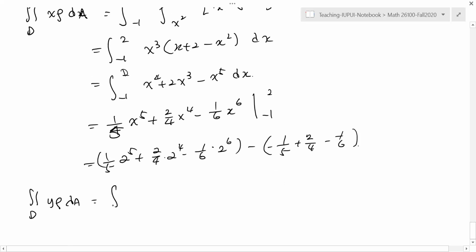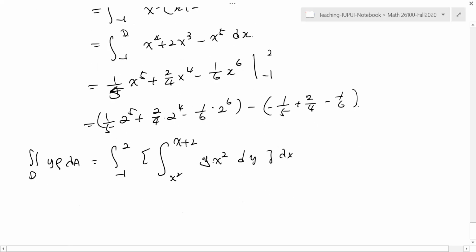So this will be the density function y times x squared, right? Okay, so it's from -1 to 2. Here still x squared and x plus 2, and y times x squared, and the dy and the dx. Okay, so the difference here is that it's getting actually more complicated. The antiderivative of y is half of y squared.